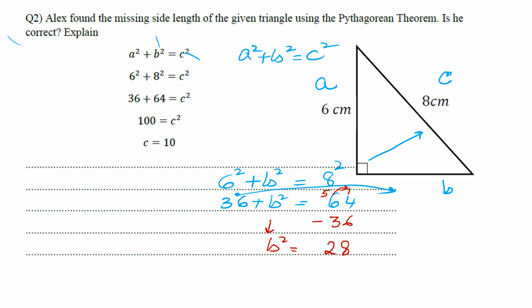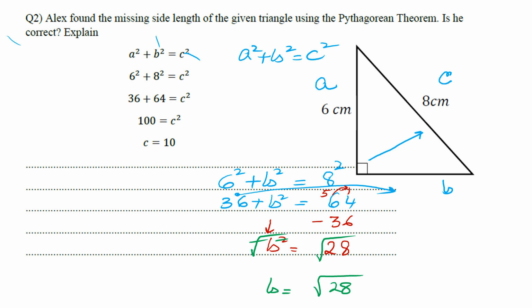Okay, after that what do we have to do? We have to take the square root on both sides. Square and square root cancel out. So B equals the square root of 28. Keep it as it is because 28 is not a perfect square. And if you are not using the calculator, keep it as it is, no issue.